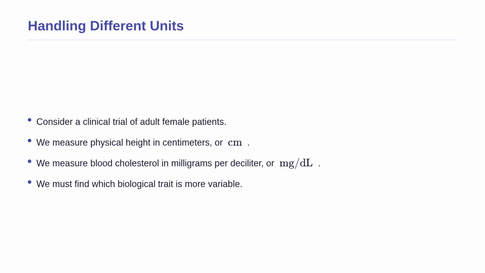We absolutely cannot compare centimeters to milligrams per deciliter directly. The units are fundamentally incompatible. To find out which trait is more variable across the population, we must strip away the units entirely using the coefficient of variance.